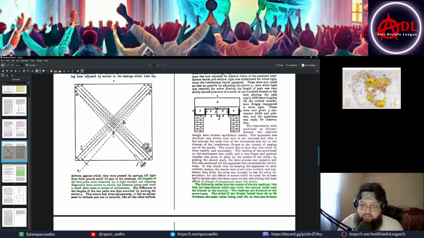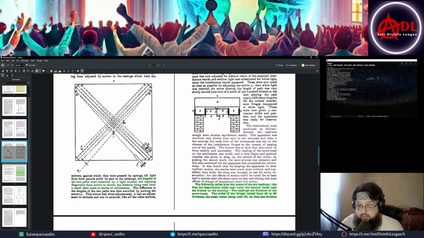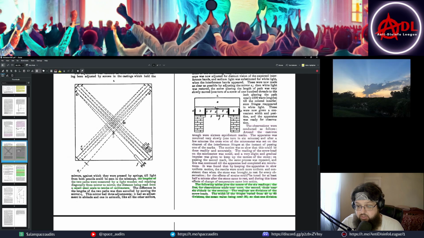On the passing of the second mark, the same process was repeated, and this would be continued till the apparatus had completed 6 revolutions. It was found that by keeping the apparatus in a slow, uniform motion, the results were much more uniform and consistent than when the stone was brought to rest for every observation. The effects of the strain could be noted at least half a minute after the stone came to a rest, and during this time, effective change in temperature came into action.